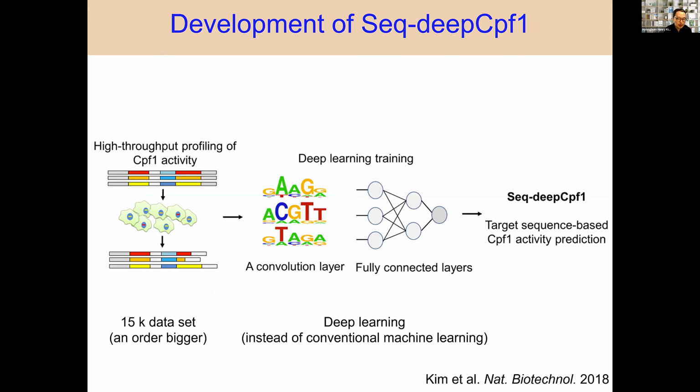So we analyzed the CPF1 activities at 15,000 target sequences, and using this data set and a deep learning neural network, a one-dimensional deep learning model including one convolutional layer and 3 fully connected layers, we developed a computational model that predicts CPF1 activity initially in a sequence-based manner.